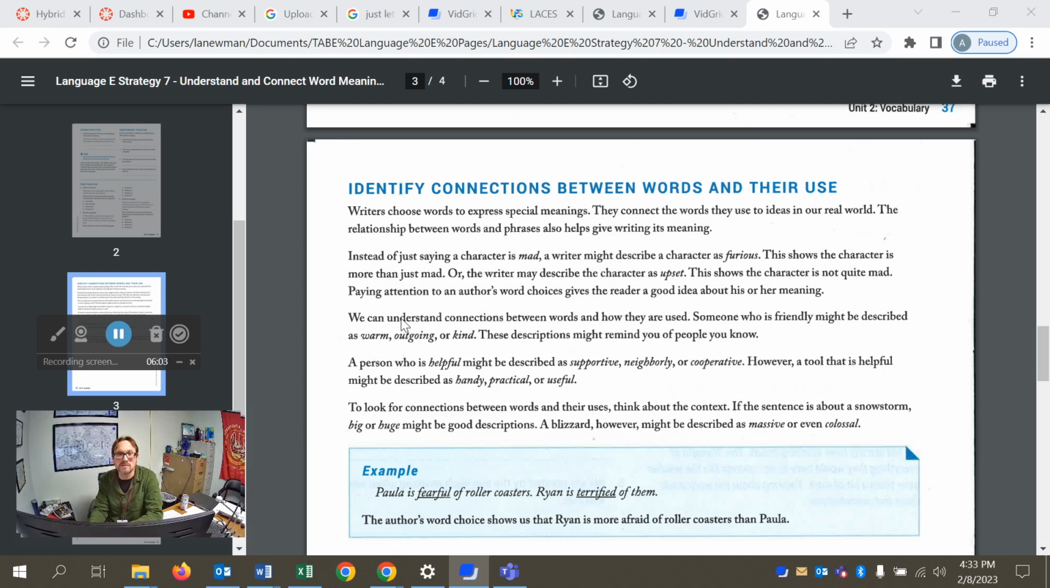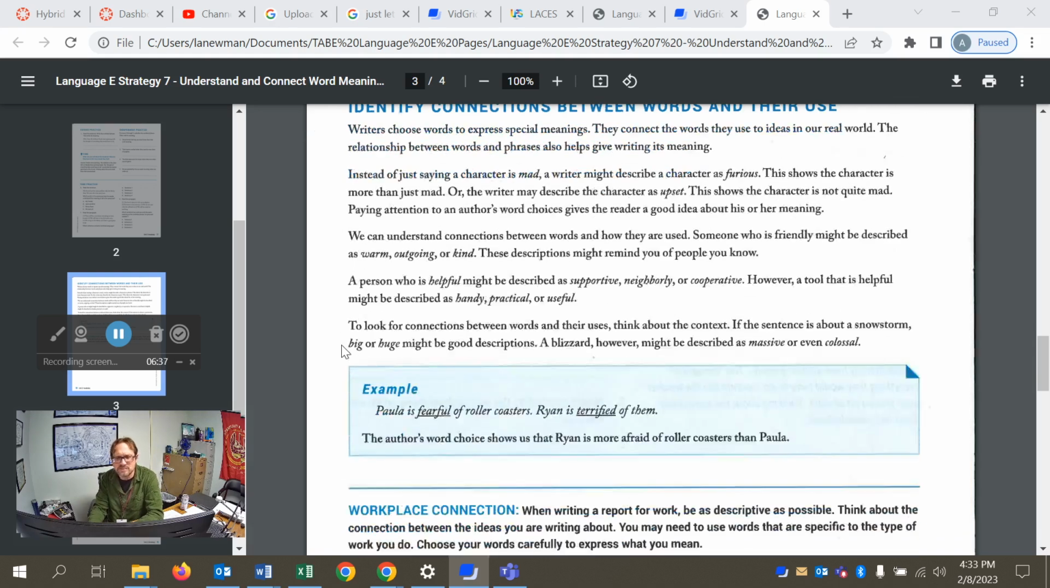Someone who's outgoing maybe likes being part of a social scene, but they may not necessarily be warm. Somebody who's kind may not be outgoing. They may not be super welcoming in a social situation. They might be super quiet, but also very kind in their heart. So even though these words are similar, there are differences in their meaning. And you can see how you probably want to use one of these more precise words rather than just friendly, because friendly doesn't communicate nearly as much.